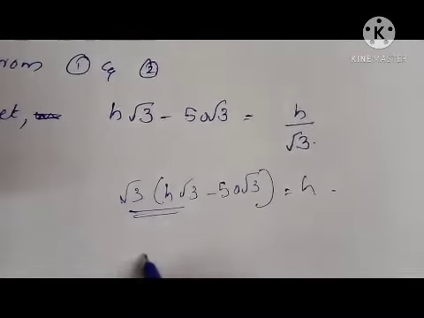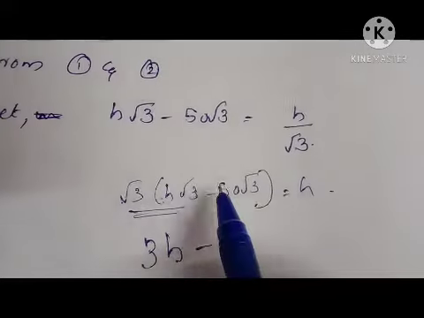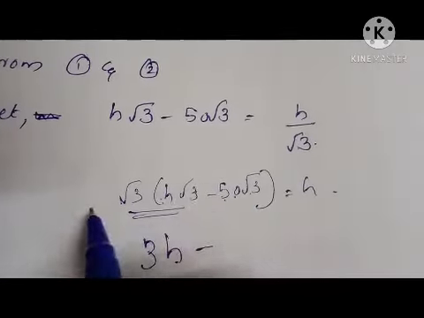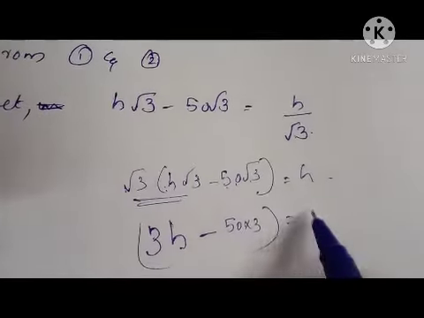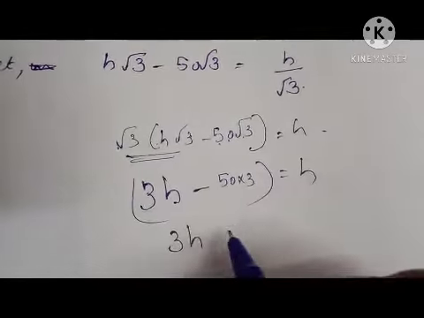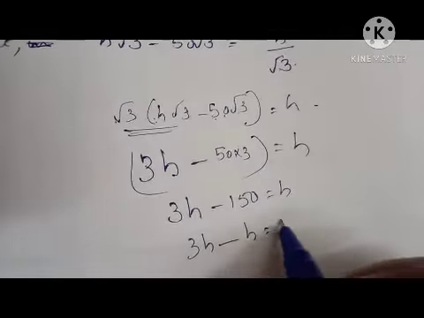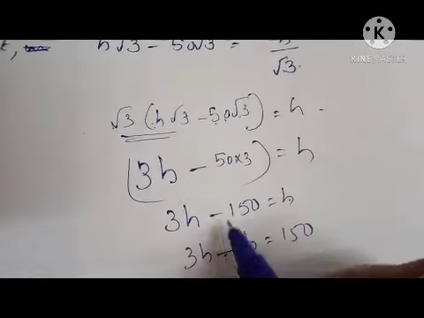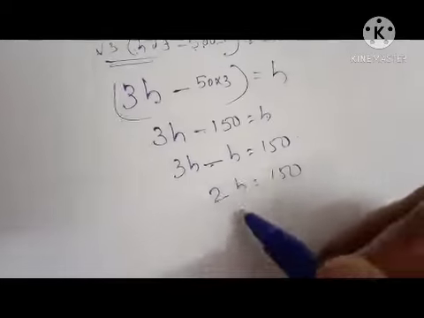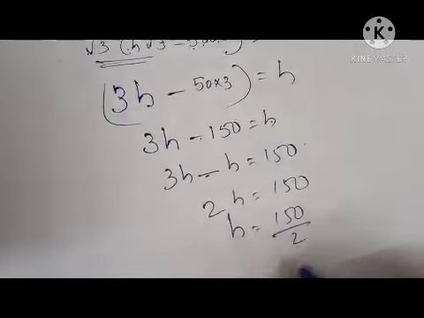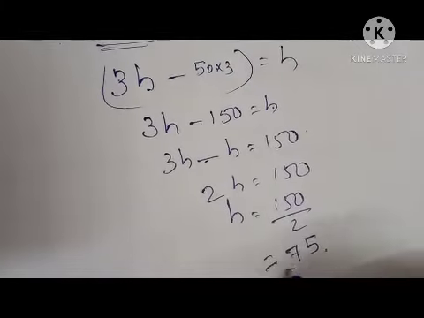Then root 3 into h is root 3 h, and root 3 into root 3 is 3, then h. Minus 50 into root 3 into root 3 is 50 into 3, equals h. Then 3h minus 150 equals h. Then 3h minus h equals 150. Transpose h to here and minus 150 to the right side. Then 2h equals 150 and h equals 150 by 2, which is 75. Okay, h is equal to 75.